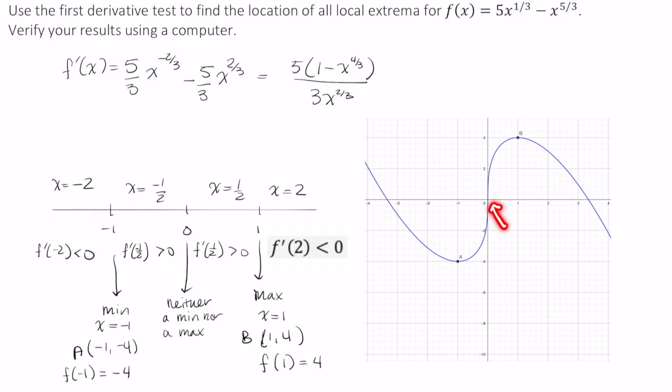And here the tangent line is vertical, so that is neither a local minimum nor a local maximum, but we saw that here because the first derivative went from positive to positive. It did not change.